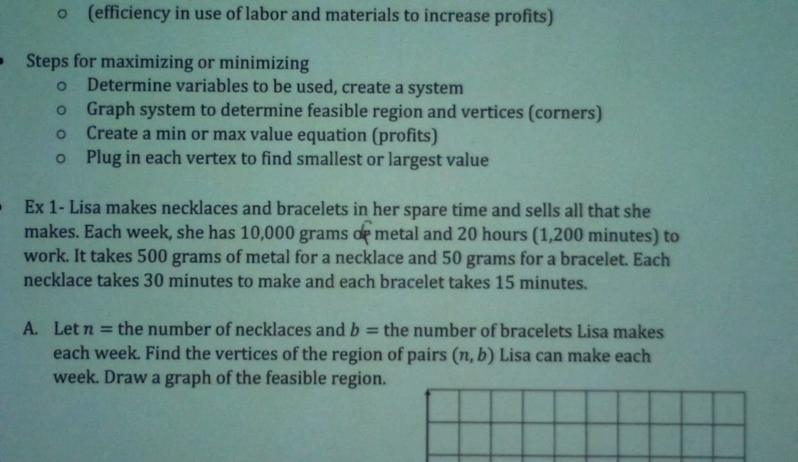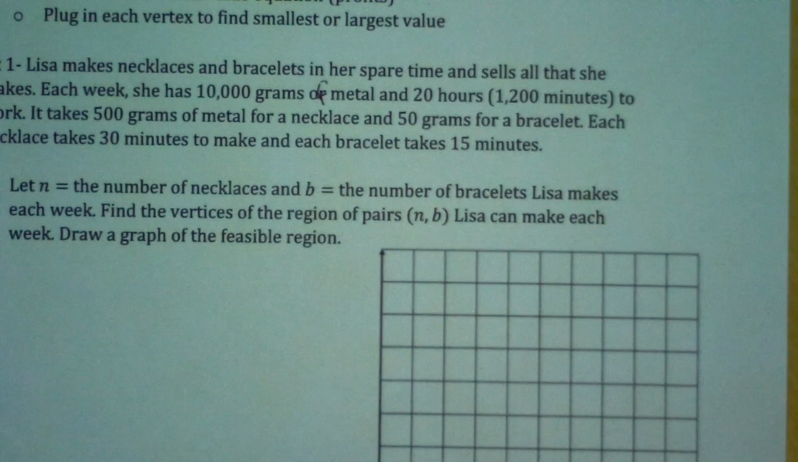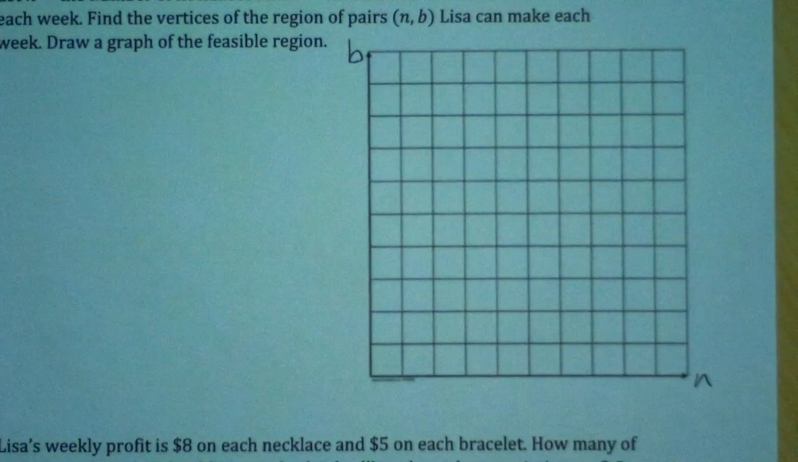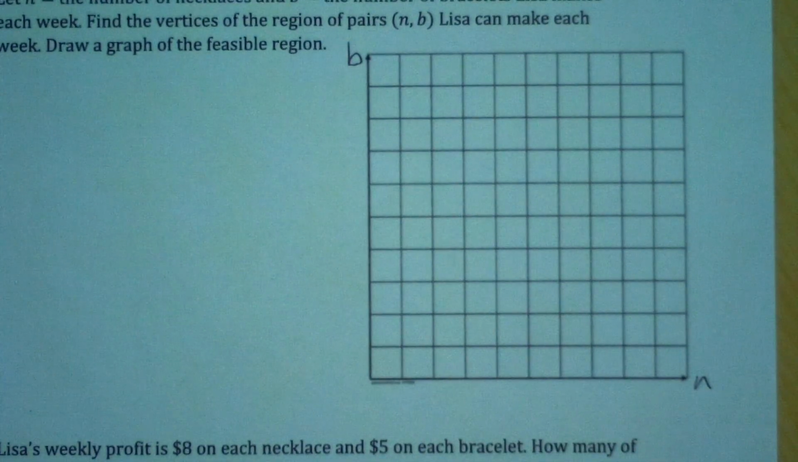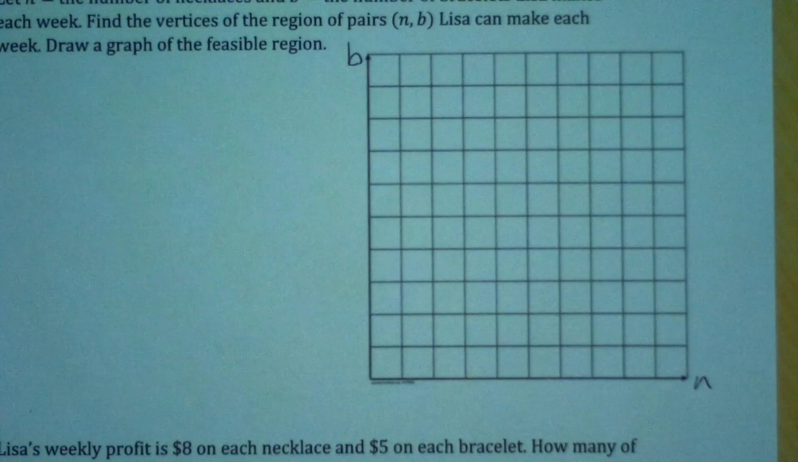The first thing they want us to do is make our system. They tell us N is necklaces, B is bracelets. They give us the ordered pair N and then B, so N is in the X spot, going across the bottom, and B is in the Y spot, up the side. We're supposed to find the vertices for that region, how much she can make each week, and draw the graph of that feasible region. So let's start with the system.